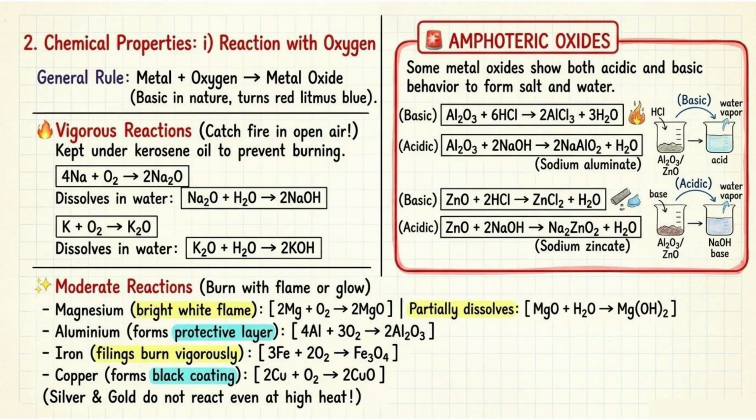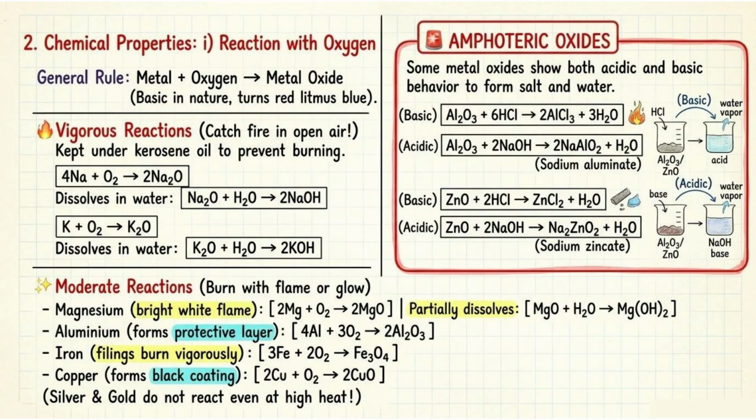Awesome. So those are the crazy ones. Now, what about moderate reactions? Well, these don't explode, but they still put on a show. Magnesium burns with this blindingly bright white flame. Right. The equation there is 2 magnesium atoms, 2Mg plus oxygen O2 yields 2 molecules of magnesium oxide, 2MgO. And if we dissolve that in water, MgO plus H2O yields magnesium hydroxide, which is Mg(OH)2.